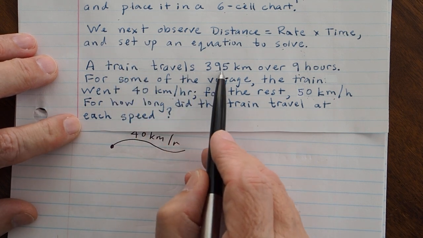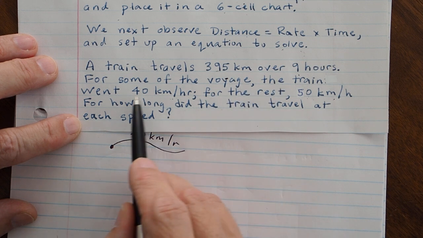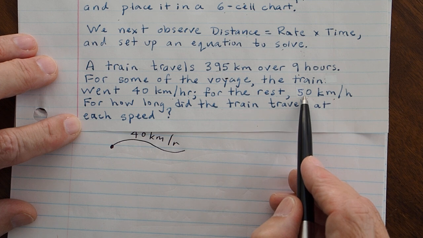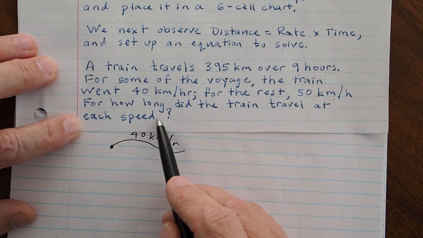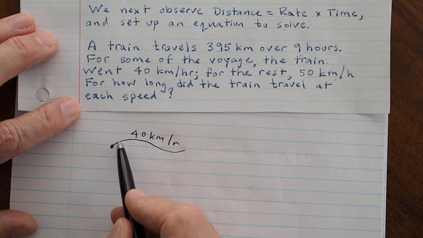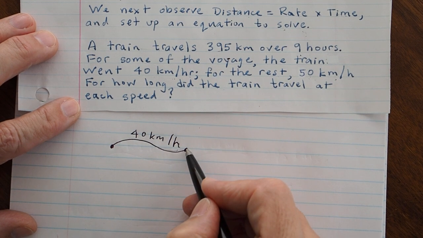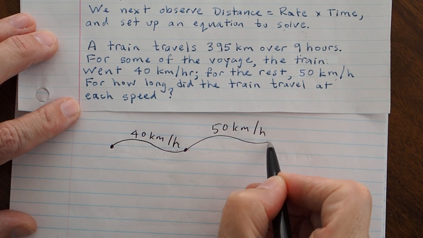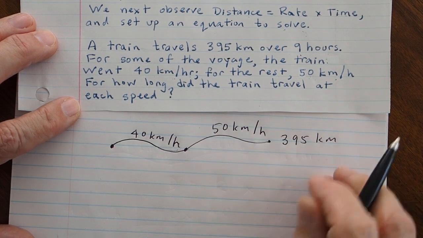A train travels 395 kilometers over 9 hours. For some of the voyage, the train travels 40 kilometers per hour. For the rest of the voyage, the train travels 50 kilometers per hour. For how long did the train travel at each speed? So it's as if the train went along for a while at 40 kilometers per hour, and then at some point it switched speeds and went 50 kilometers per hour until we got to the end of the trip, which is 395 kilometers later.